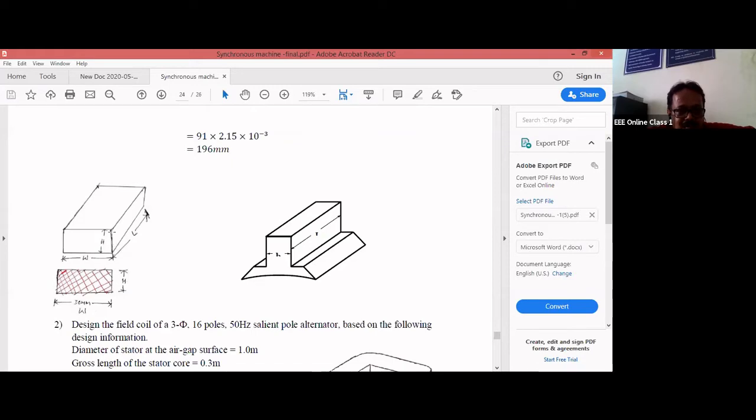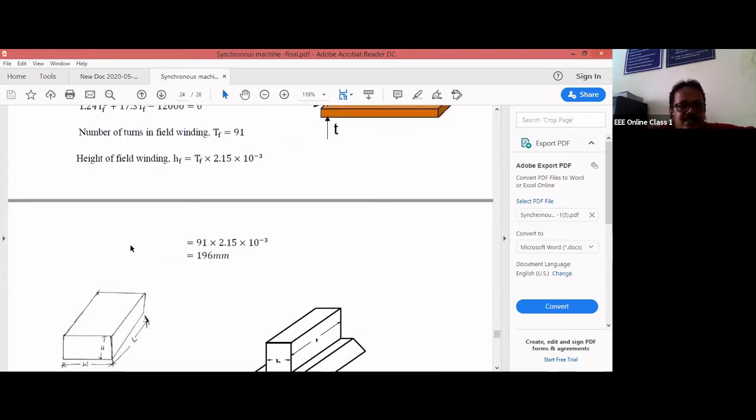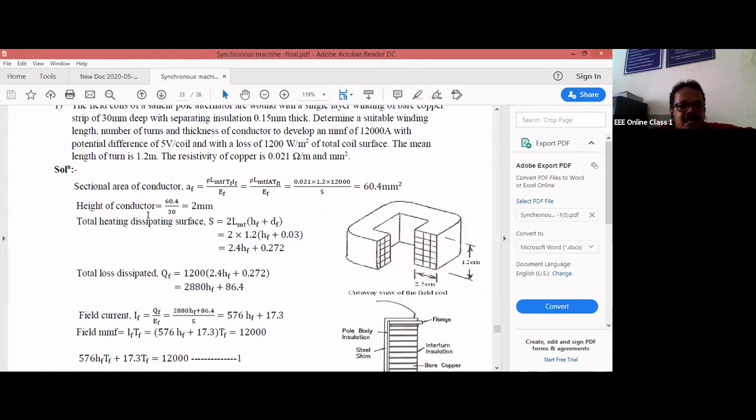What can I calculate? I can calculate height. The height of the conductor is the cross-section area of the conductor divided by the width of the conductor. So 60.4 divided by 30, what do you get here? 2 mm. If you consider this as the cross-section area of the conductor, the height of the conductor will be 2 mm.